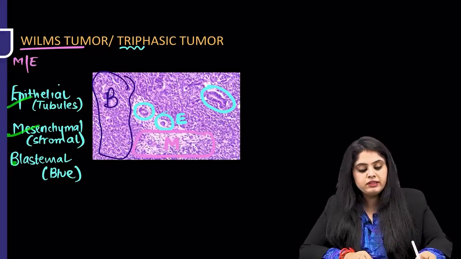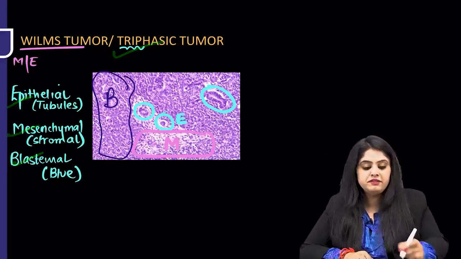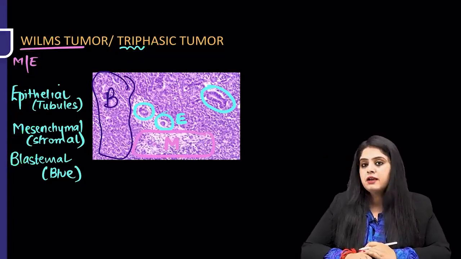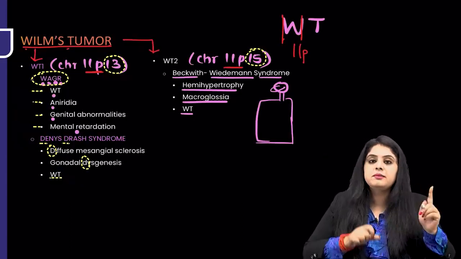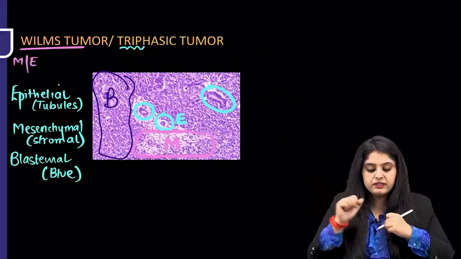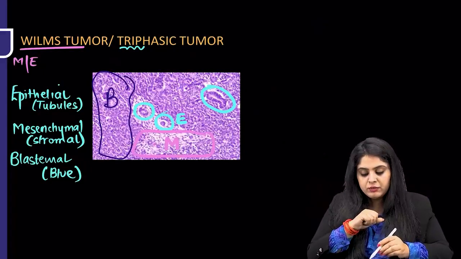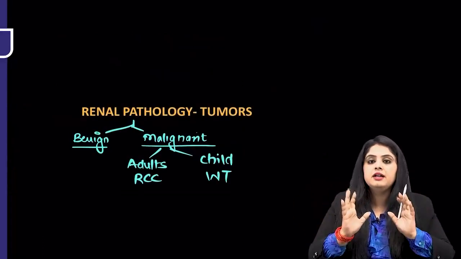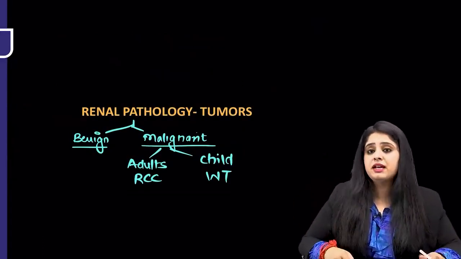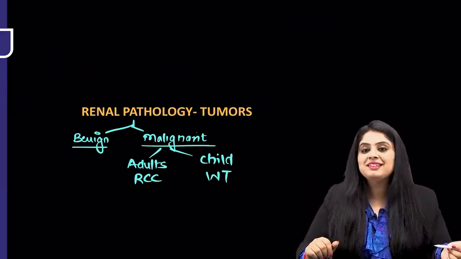So when all three things are seen, of course it's a triphasic tumor, and that is going to be Wilms tumor. So remember the genetics, WT1, WT2, and remember the fact that it is a triphasic tumor, and with that you wrap up all of your renal tumors as well, benign, malignant, adult and children. Not only that, you wrap up the entire chapter. So I hope you found this beneficial.